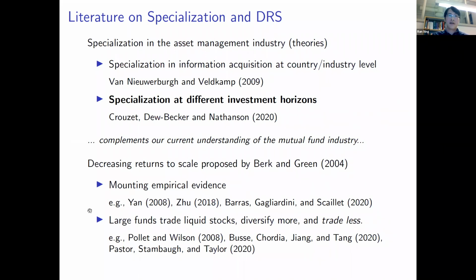And also there's another thread that goes one step further, showing that large funds trade liquid stocks, diversify more, and trade less to accommodate the decreasing returns to scale. This includes the well-known paper from one of our organizers, Jiang and Tang 2020, and also other papers including Pollet and Wilson 2008, and Pastor, Stambaugh and Taylor 2020.